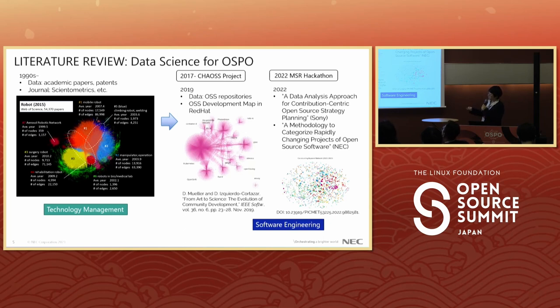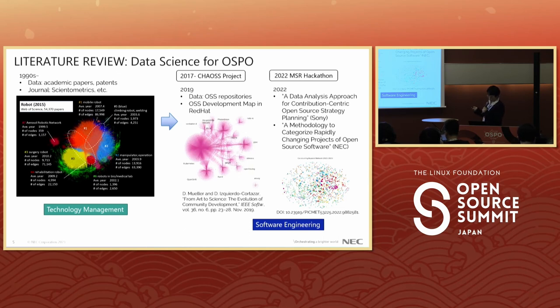The left figure is analytics of robotics in the field of science with clustering and other data science methodologies. In the OSS field, the larger project is the CHAOSS Project. Since 2017, and it held a hackathon at an international conference, MSR, in 2022. MSR is a shortened name of mining software repositories.